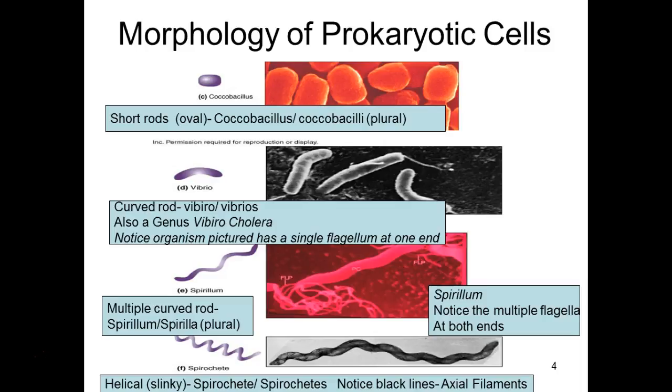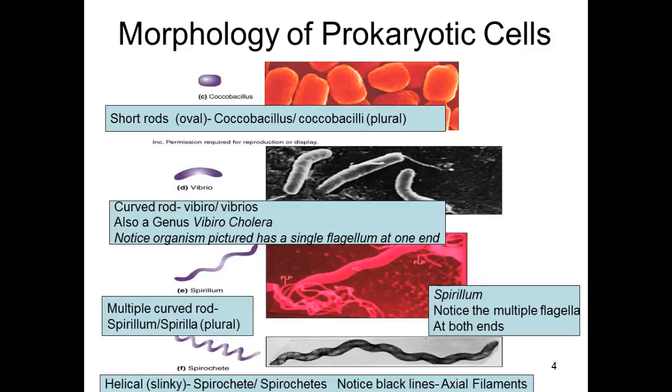Vibrio, on the other hand, we do use that term. And again, this looks like a rod, but it has a curve to it, one little curve. Just like bacillus, this one is also a genus name. So as you can imagine, all the organisms in this genus look like this. They look like little rods with a little curve to them, almost like commas. So Vibrio cholerae is an example of an organism that has this shape. And of course it causes cholera.